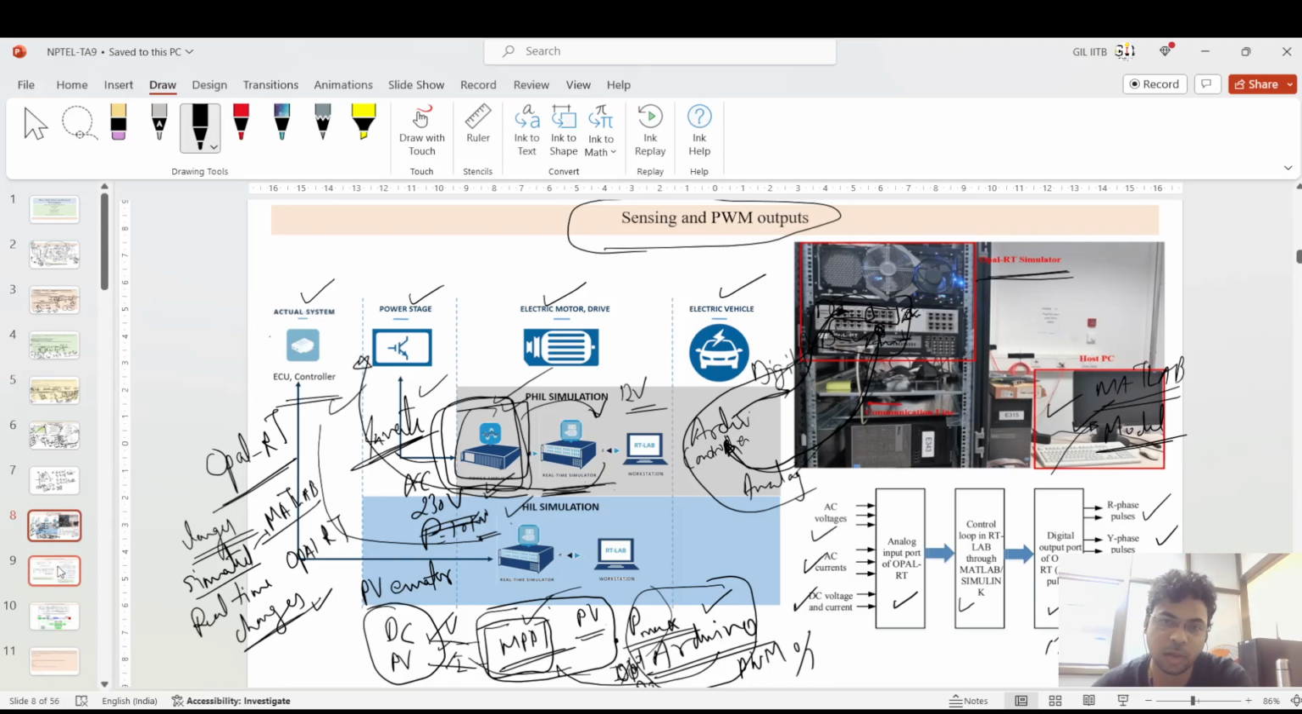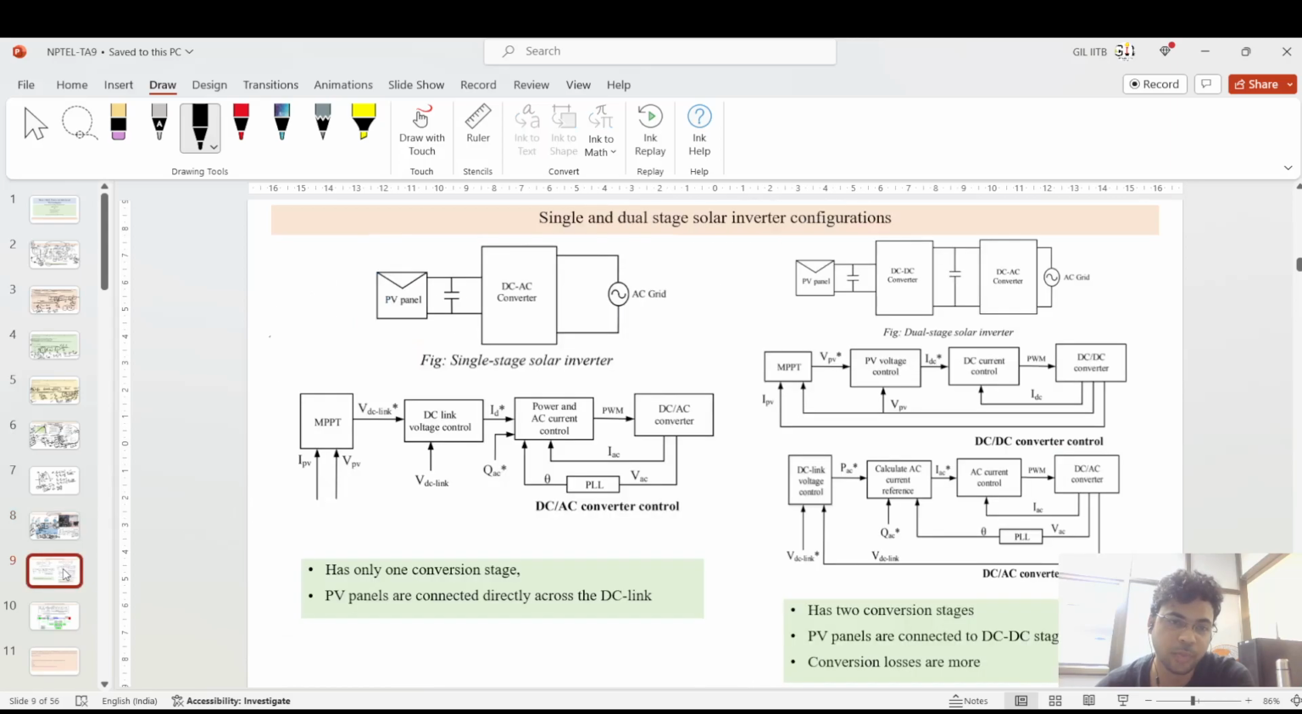So this is a kind of real-time simulation which we do in the laboratories also, which is also demonstrated in the NPTEL videos.